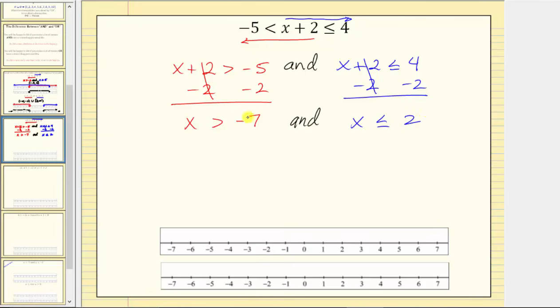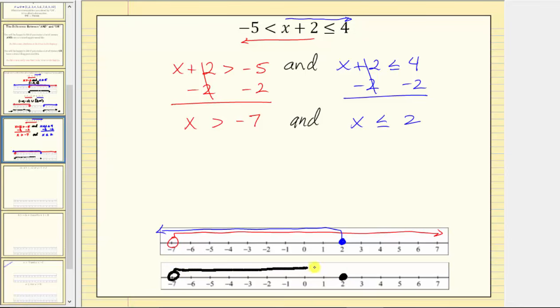And now I graph both inequalities on the same number line, and because of the and, look for the intersection of the two intervals. X greater than negative 7 has an open point on negative 7, arrow to the right. X less than or equal to positive 2, we have a closed point on 2 because 2 is in the interval, an arrow to the left. Notice how the intersection of the two intervals, or the numbers that are graphed twice, are all the numbers from negative 7 to positive 2, not including negative 7, but including the endpoint of positive 2. So this is the graph of the solution.